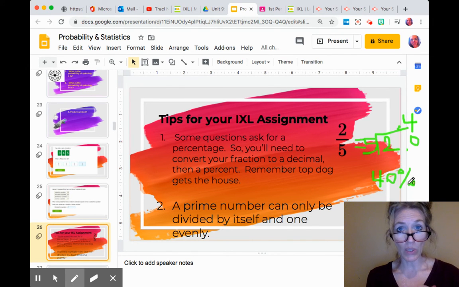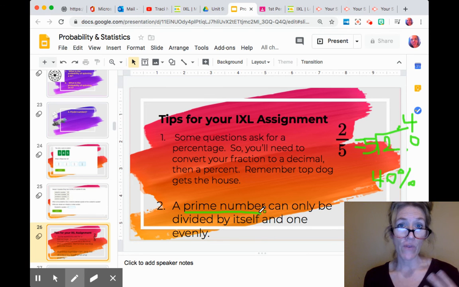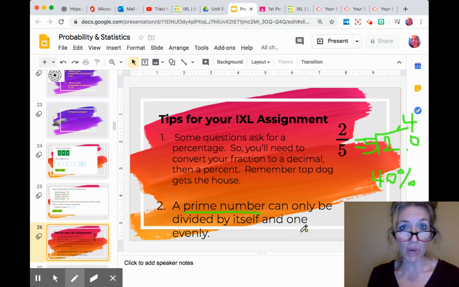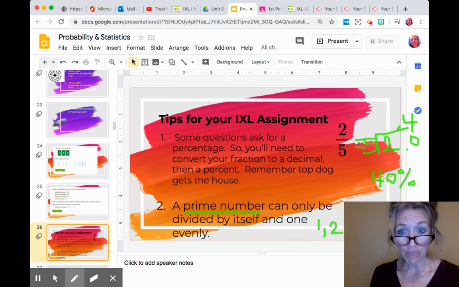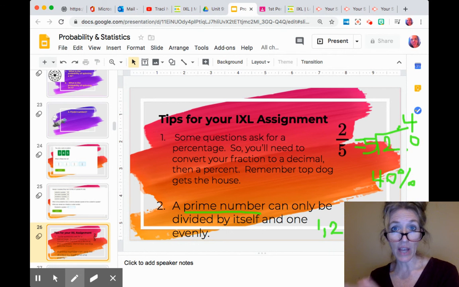Another tip that you will need to complete your assignment is, what is a prime number? It'll ask you what the probability is for a prime number to happen. So you need to understand what a prime number is, and that is a number that can be divided by itself and 1 only. Some examples of prime numbers are 1, because it can be divided by 1 and itself and no other number. 2 is a prime number because it can be divided by itself and 1 evenly. 3 is a prime number because it can be divided only by itself and 1.